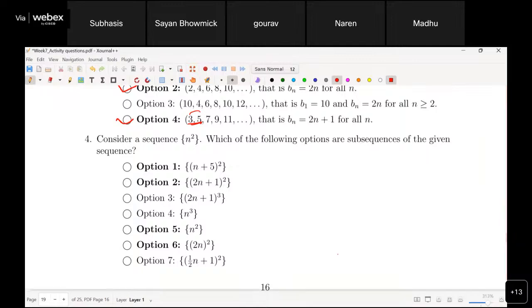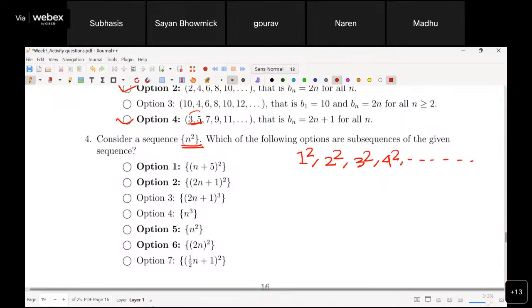So my original sequence is n square. That means n square and 2n square would be subsequences. My sequence is basically 1 square, 2 square, 3 square. And the sequence is a subsequence of itself, so n square would be one. And 2n square would be there as well.